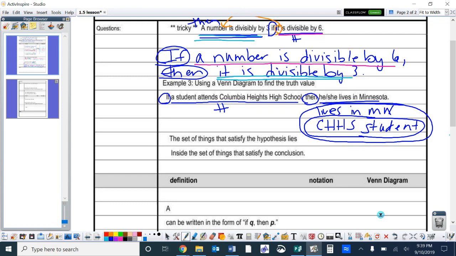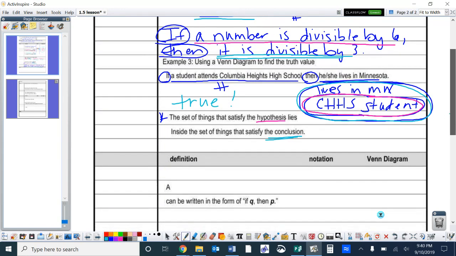So here's a Venn diagram. Here's what it means. It means that the set of things that satisfy the hypothesis, that's on the inner circle, lies inside the set of things that satisfy the conclusion. So does a student who goes to Columbia Heights High School live in Minnesota? Yep, that's true. If it is false, then the statement is false.